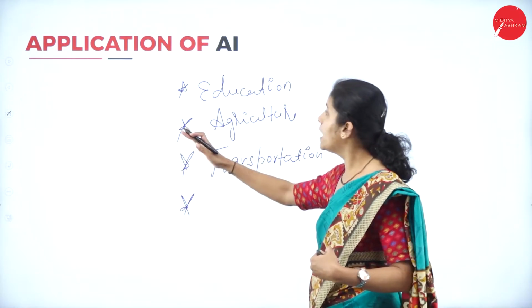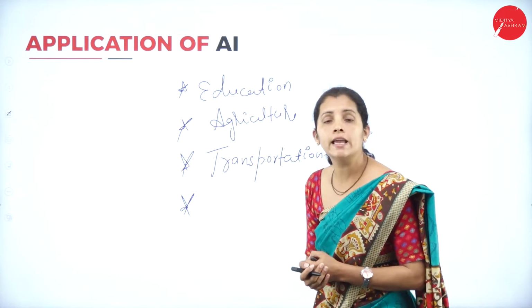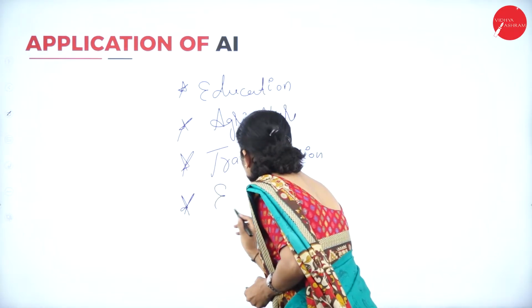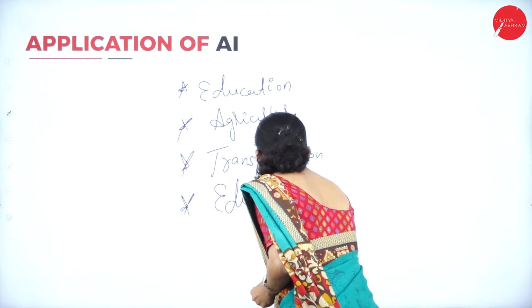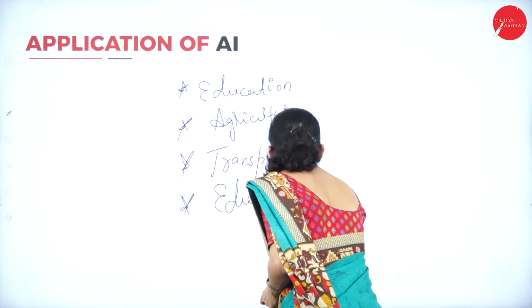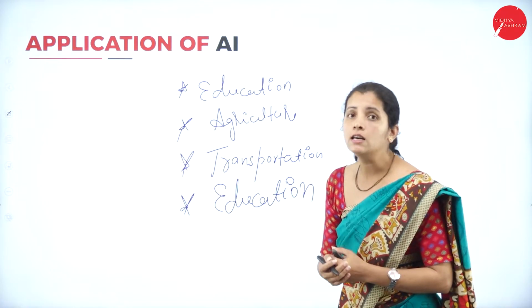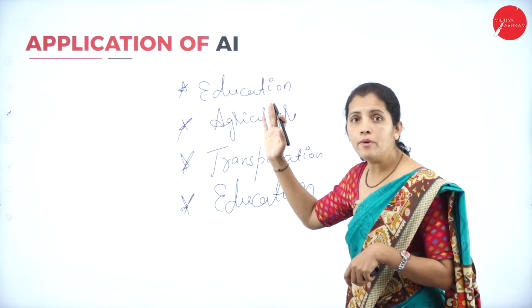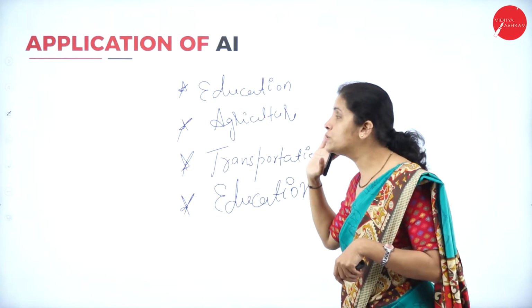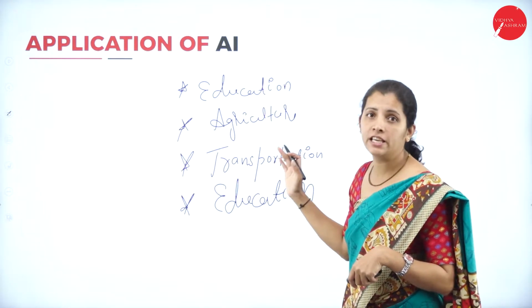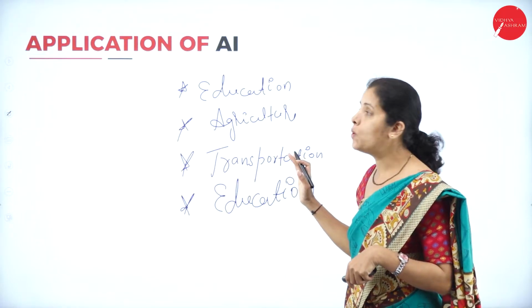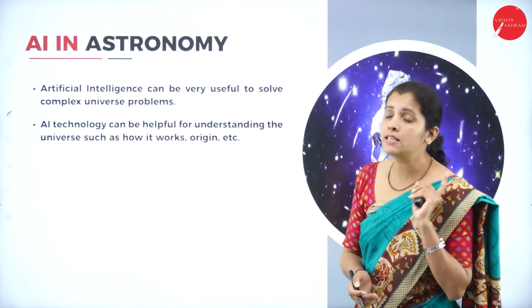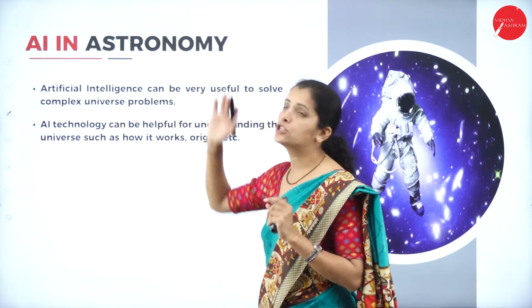Then I can use AI in the place of education, to improve the education quality. These are certain applications of AI. Anyway, dear students, we are going to study all these applications one by one. Now, at the beginning, I'm going to have the first application, that is astronomy.